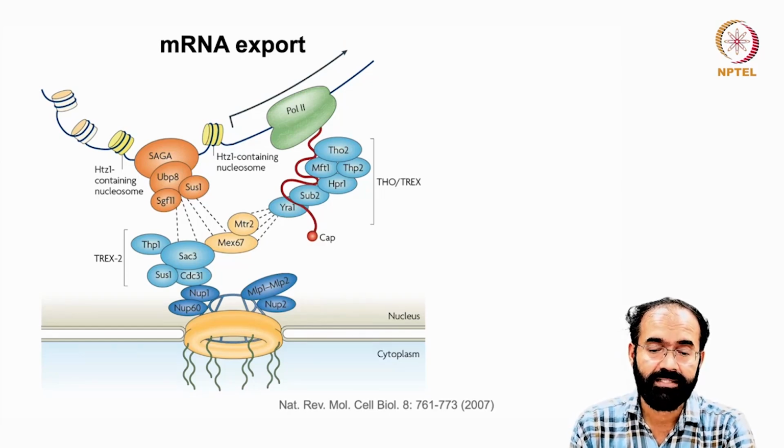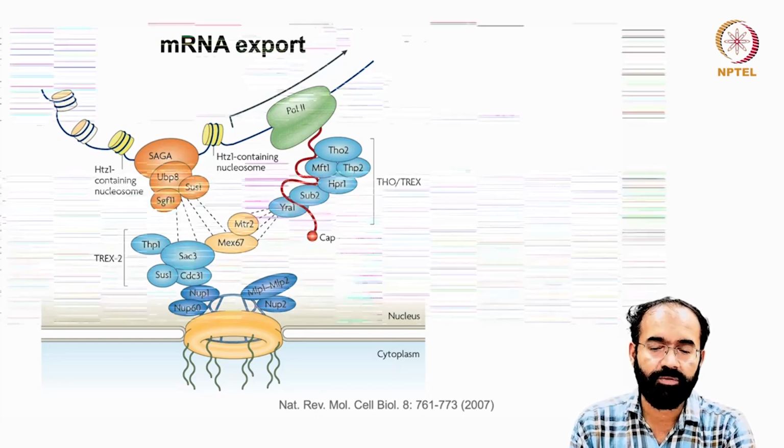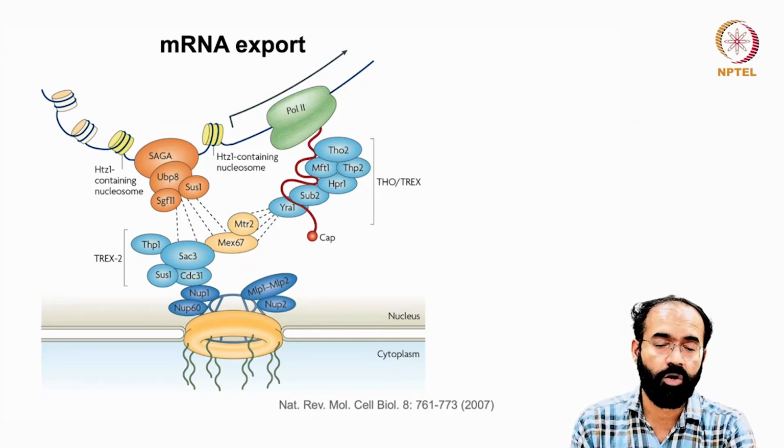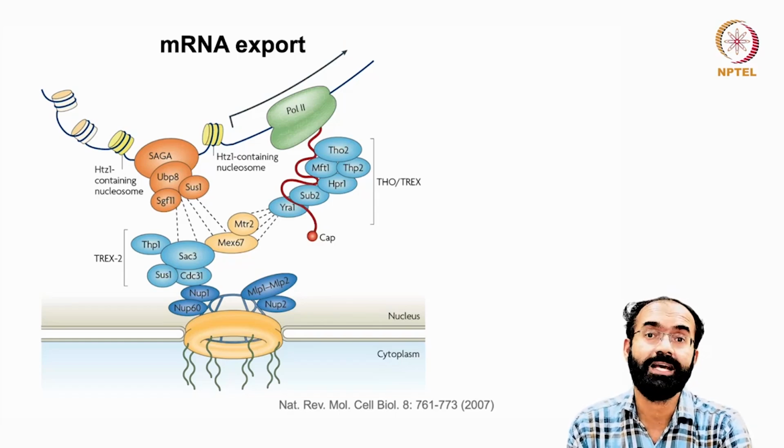You can see here this YRA1 interacts with MTR2, MTR with MEX67, and also a bunch of other proteins like SAC3, TSP1. Like you see here, the THO-TREX complex. Here you see the TREX2 complex. The TREX2 complex is present in the nuclear pore complex.